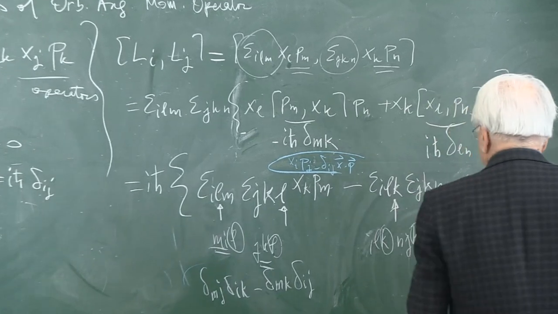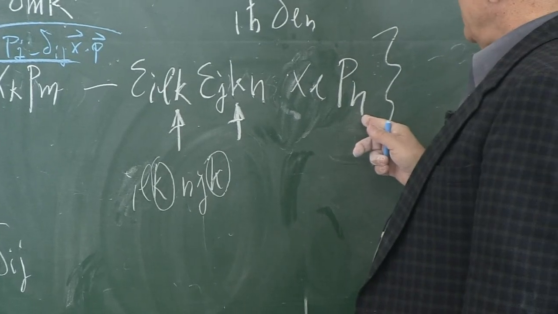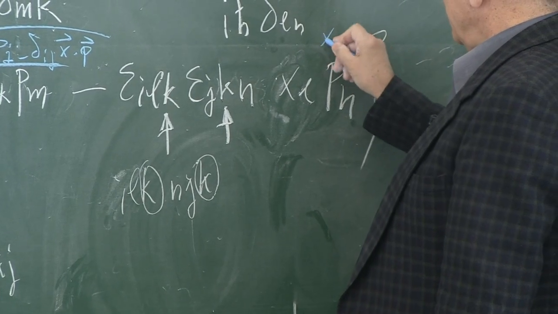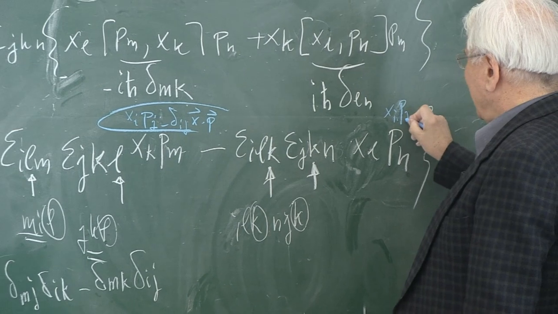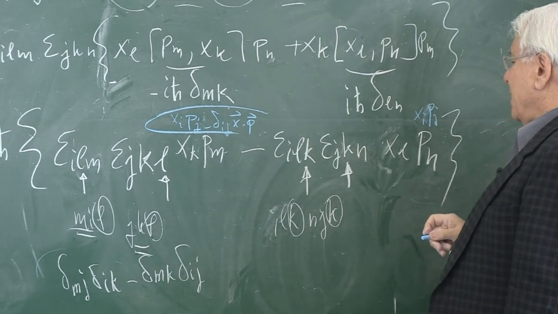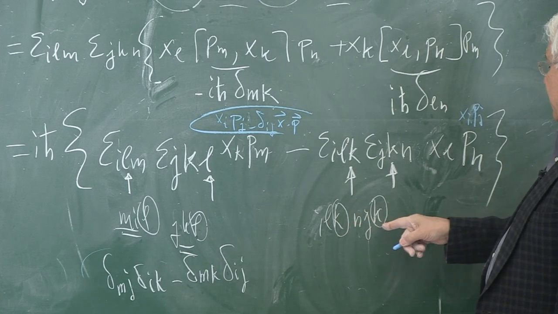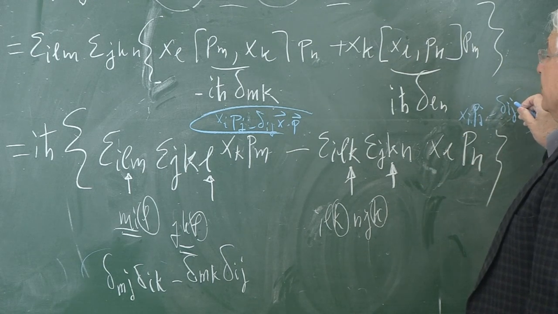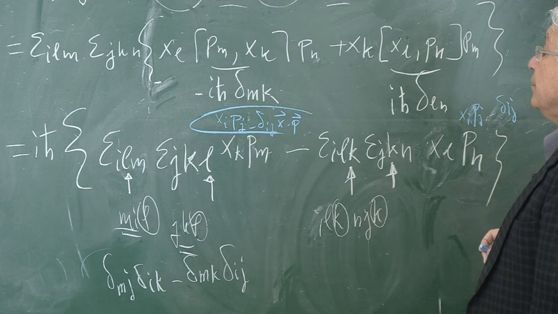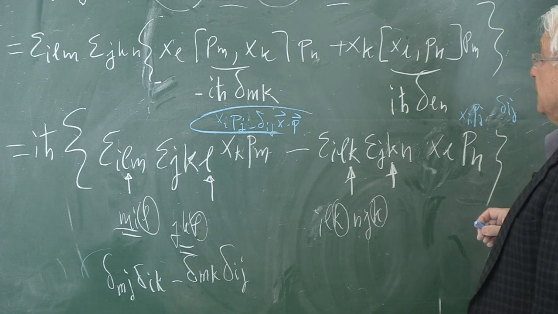And let's look at here similarly. N is I, L is I, N is J. So the first term is again x_i p_j, minus, L is I, I J, yes, delta I J, x dot p.